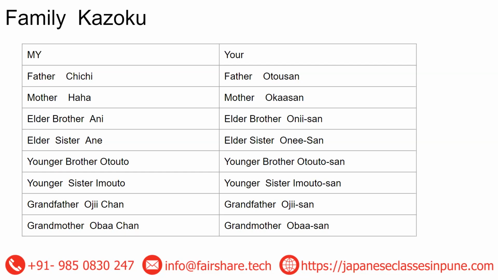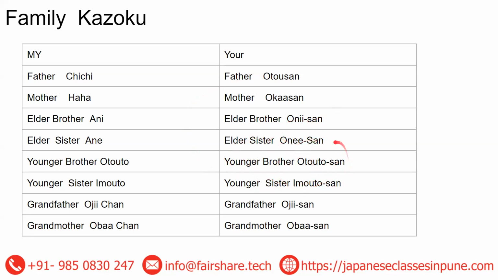Of course, whenever you're having a formal conversation, there is absolutely no doubt that you have to use this word. But even if you're talking to someone who is not elder to you, but is a stranger, suppose I meet somebody who is 2 years younger to me, but is a stranger to me, I'll still address that person by that person's name and san after it.